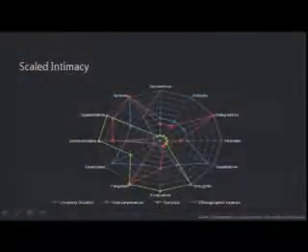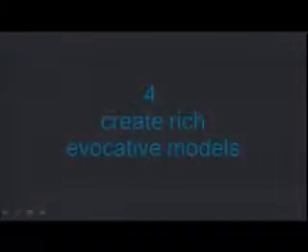But when you pull these together with something you can call scaled intimacy, you get an intimate view of how large groups of people, those billion people you're serving but you still want to serve in an intimate way, how that comes together. And we have a bunch of methods based on that, and we get some credit for that in various magazines. We talk about creating rich, evocative models. So here are models.